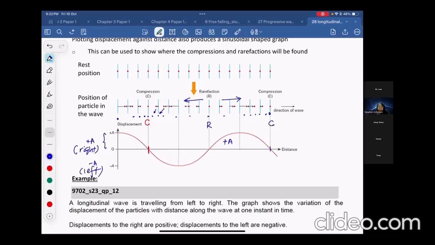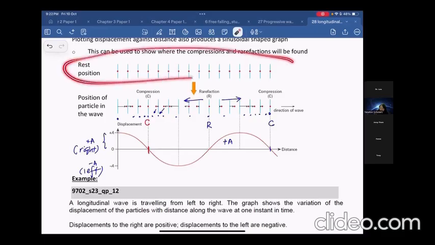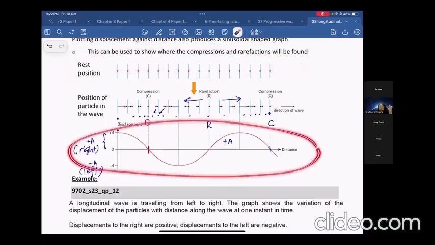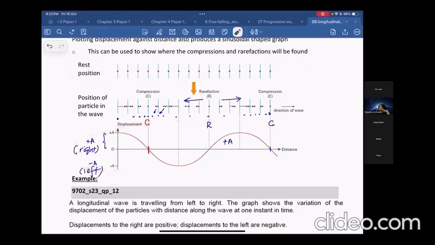It's a new thing for you. I know it's not easy, but we try to understand. I repeat one more time. Initially, all the particles have equal space between each other. Okay, so what is this time graph showing? It's showing that it will travel in positive A.